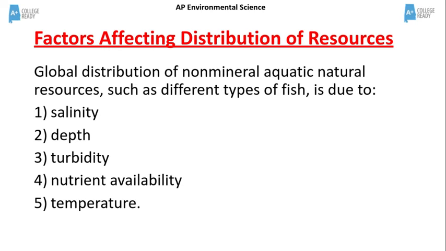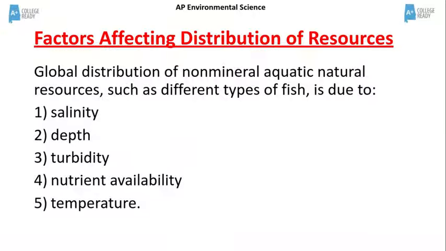Water depth also affects resource distribution. Deeper lakes tend to have lower net primary productivity than shallow lakes. Therefore, the biodiversity in the deeper lake may be less than in the shallow lake. Turbidity, a measure of the clarity or clearness of the water, affects organisms that are directly dependent on light, like aquatic plants, because it limits their ability to carry out photosynthesis.